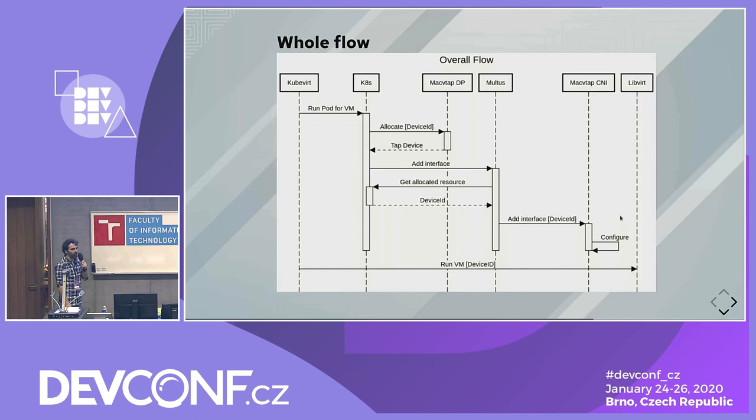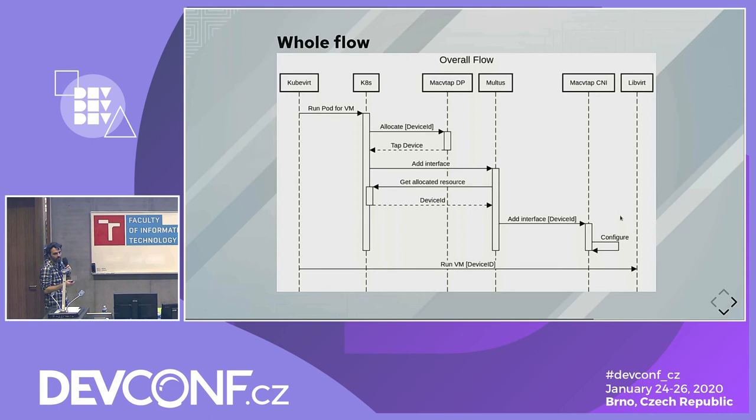Then Kubernetes is going to run the pod, and through the CRI, container runtime interface, is going to tell Multus to add a network interface. Multus is going to go back to Kubelet, ask Kubelet for the resource that was allocated for that pod, in this case the macvtap interface, and it's going to give it back. And then when Multus itself calls the macvtap CNI, it's going to pass as an extra parameter the device ID, that's the interface name of the macvtap interface that was allocated by the device plugin.